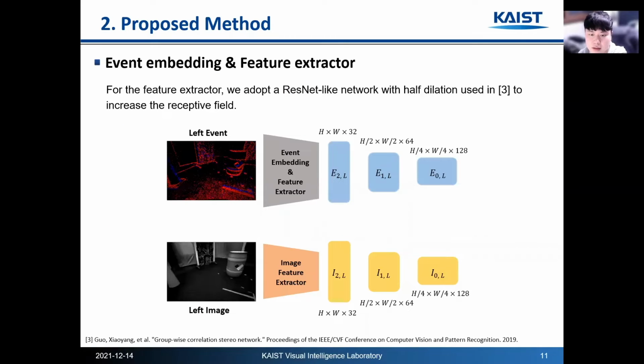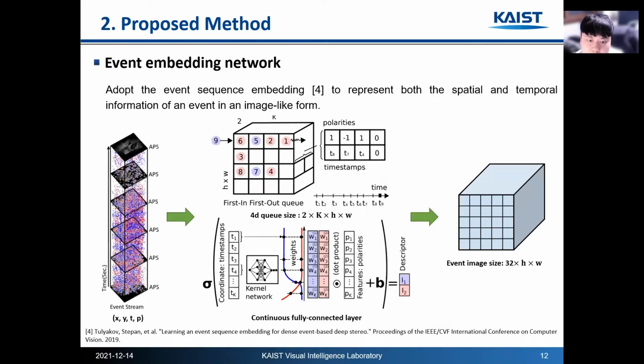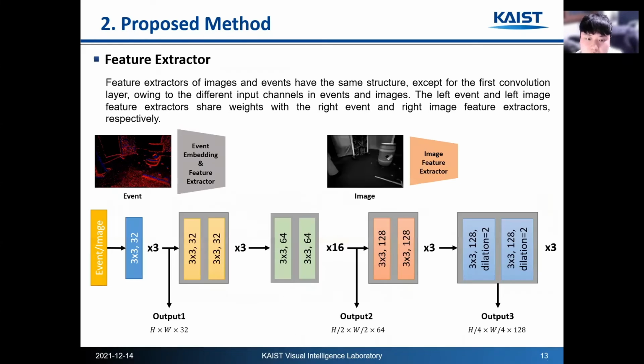The feature extractor generates high-level features from events and images respectively. Both the event feature extractor and the image feature extractor have a ResNet structure, and the receptive field is improved through dilation. Each feature extractor generates 3 feature maps of different sizes. Event stream data are accumulated for a certain period of time in the form of a first-in, first-out queue and converted into a 3-dimensional image form through continuous MLP. Through this embedding, event data can be used as an image by CNN.